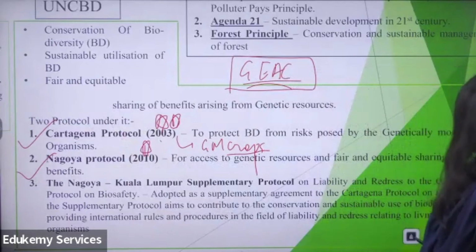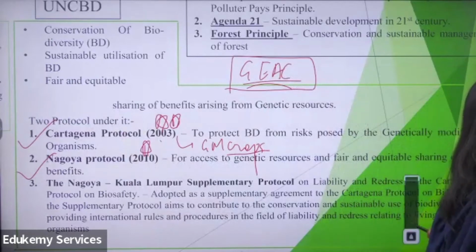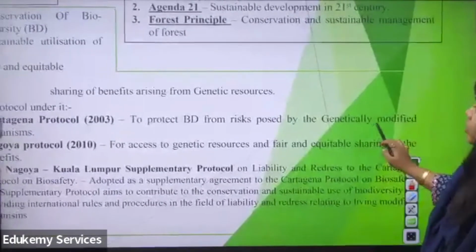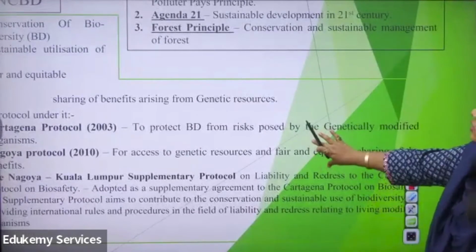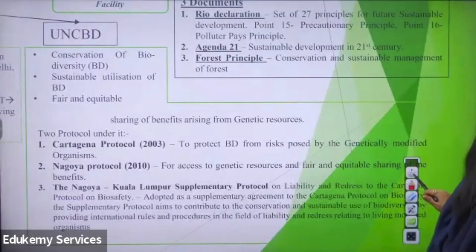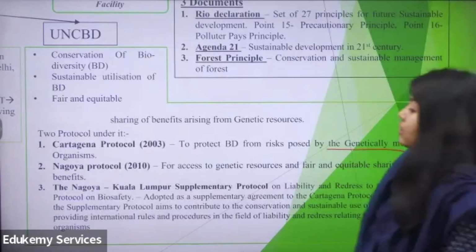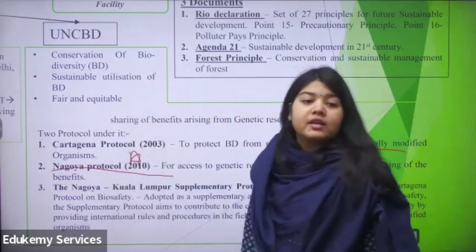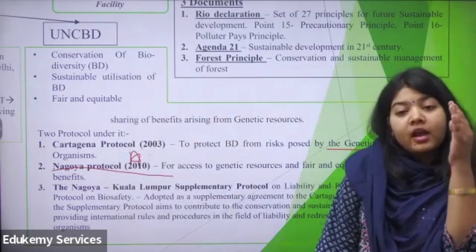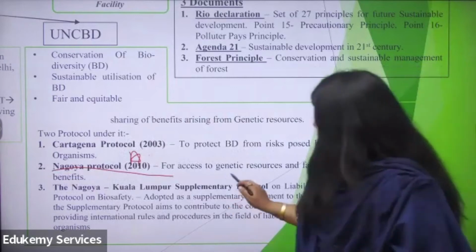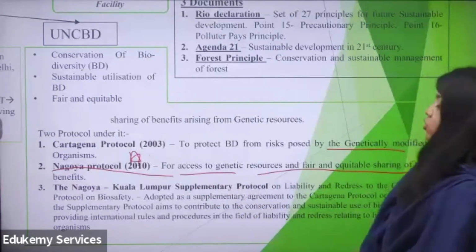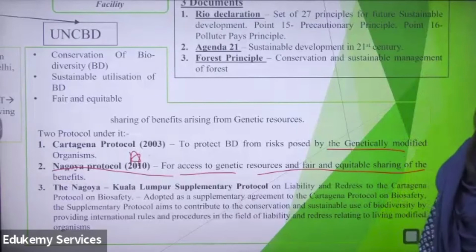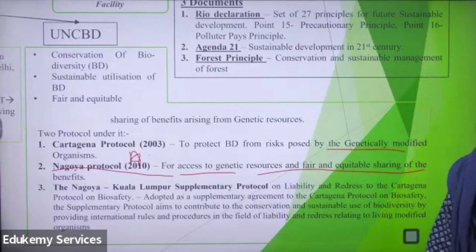So basically, what does Cartagena Protocol talk about? Cartagena Protocol talks about protection of biodiversity from the risk posed by genetically modified organisms. Then I have Nagoya. Nagoya says that everybody should have fair access to genetic resources and fair and equitable sharing of the benefits.